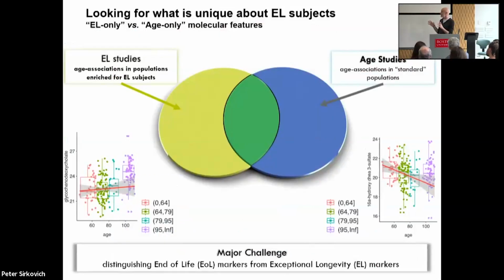But let me wrap it up by pointing to one of the main challenges in centenarian studies. When you compare centenarians to non-centenarians, it's very hard to tell what is actually a marker of extreme, exceptional longevity versus a marker of end of life or extreme old age. It's difficult to distinguish the aging factors from the resilience factors.